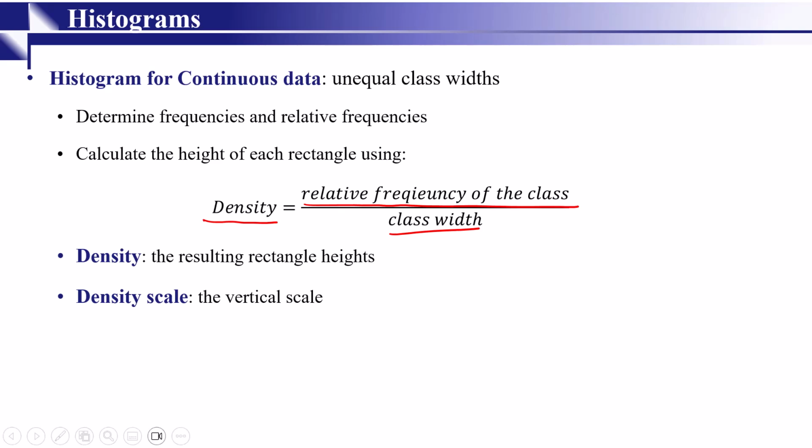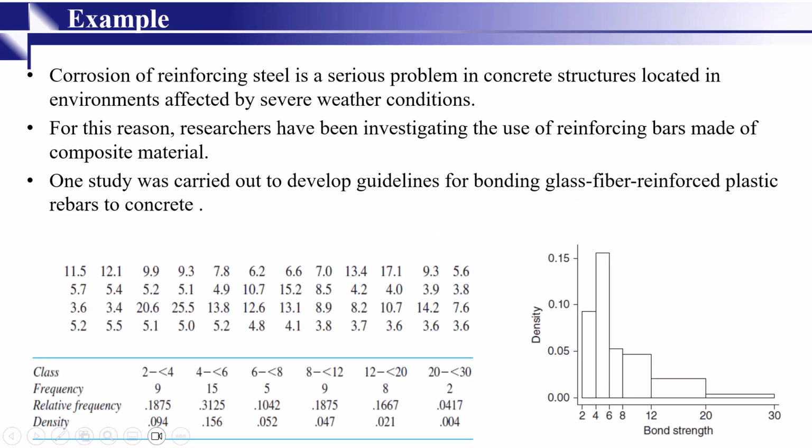So let's see one example. Corrosion of reinforcing steel is a serious problem in concrete structures located in environments affected by severe weather conditions. For this reason, researchers have been investigating the use of reinforcing bars made of composite material. One study was carried out to develop guidelines for bonding glass fiber reinforced plastic rebars to concrete. Anyway, these are data. Based on that, we will calculate, right?